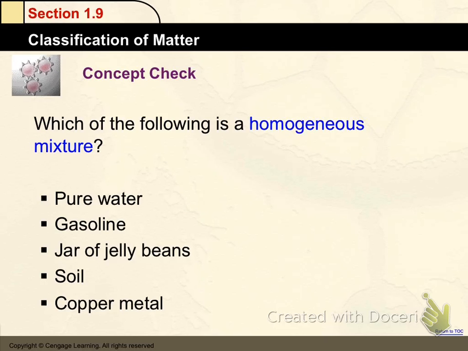So let's just go for a concept check here to see how you're doing. Look at the following five things. Which of the following is a homogeneous mixture? Pure water, gasoline, a jar of jelly beans, soil, or copper metal. And hopefully you've guessed right, it is gasoline. Gasoline is actually a homogeneous mixture made up primarily of octane.